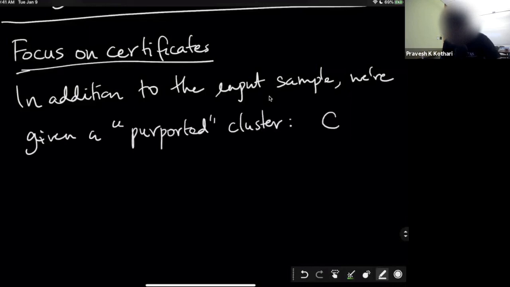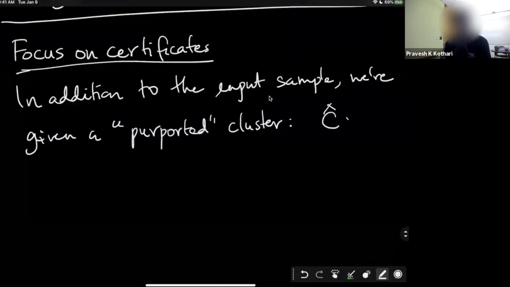Let's call it C hat. Okay. What does that mean? Imagine that there was an oracle who you could just go and ask for solutions. So you say, hey, I'm really stuck on this clustering problem. Can you help me? And the oracle says, yeah, well, here's a cluster. There, I solved your problem.